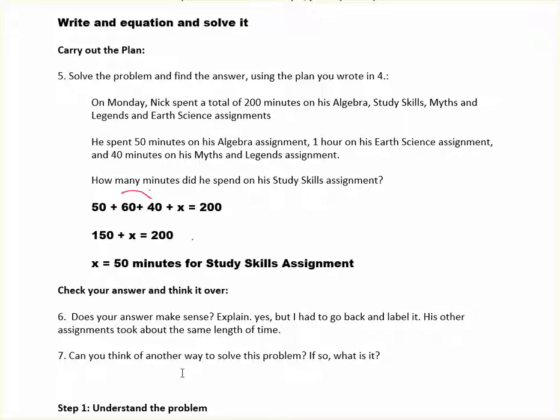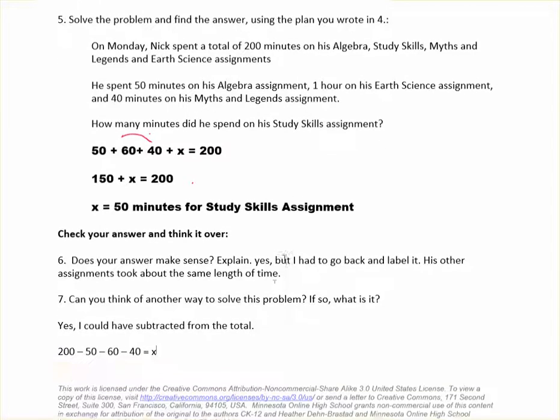Can you think of another way to solve this problem? If so, what is it? And this one I can, because remember I said I could have subtracted from the total. So I could have gone 200 minus 50 for the algebra, minus 60 for the earth science, and I could have then subtracted 40 for the myths and legends. And I could have found out what that equals. I could call that x still. And that would also give me the correct answer.